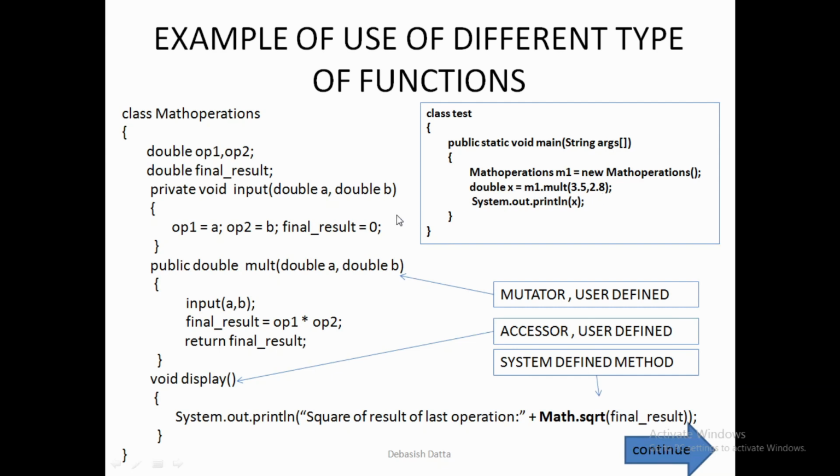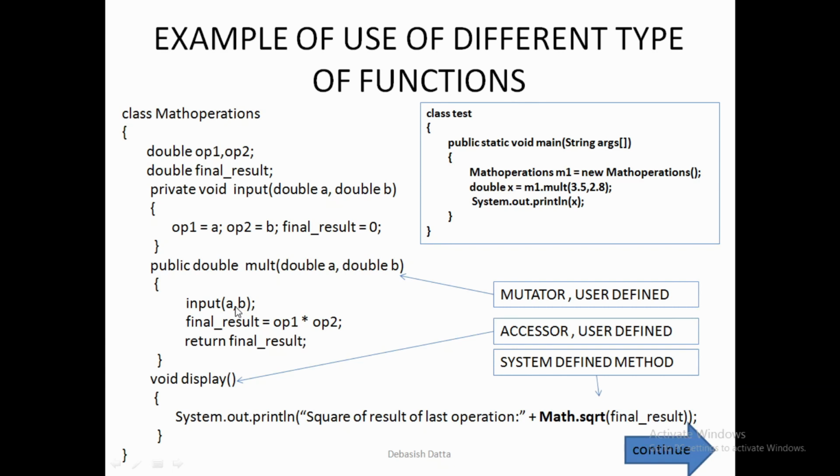Well, then how to access the private methods? They can be accessed inside the class where they are defined. Here you can see after this function call to mult with the values 3.5 and 2.8, the computer will jump to here, as I have told you. Now inside the mult method you can call the input method, which is private, and it is absolutely okay, as we are calling a private method inside the class where it is defined.